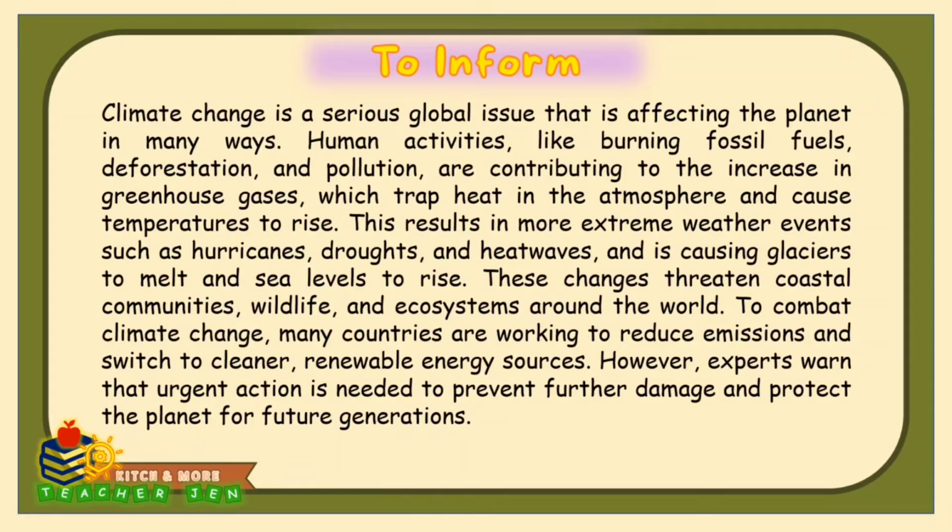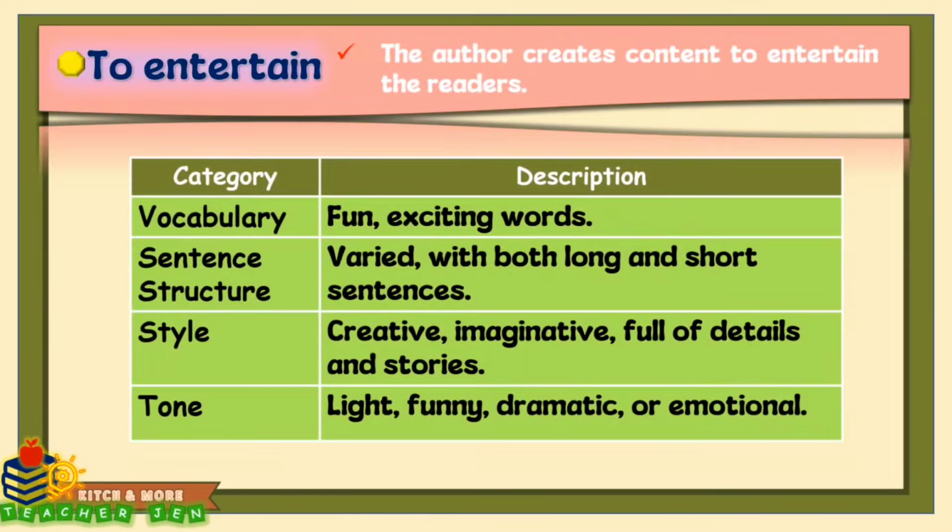Next, let's proceed to the second type, which is to entertain. The author creates content to entertain the readers. When writing to entertain, the vocabulary is often fun and exciting, using words that create a lively or interesting mood. The sentence structure can be varied, with some sentences long and others short to keep the reader's attention. The style is creative and imaginative, filled with details and stories. The tone can be light, funny, dramatic, or emotional depending on the type of entertainment.